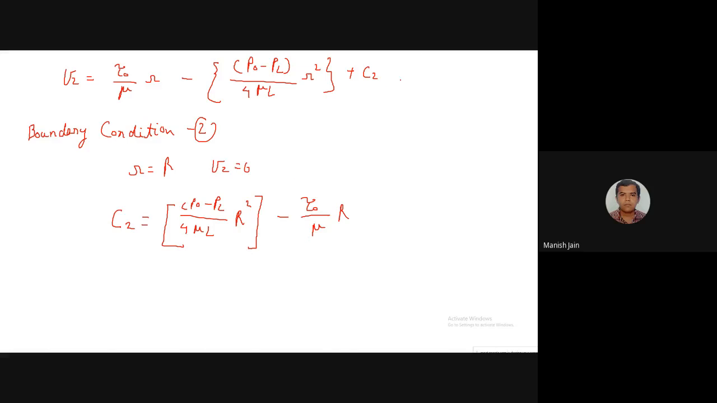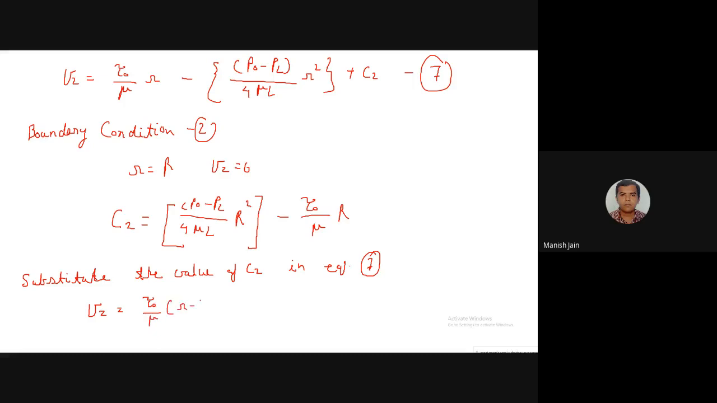Just substitute the value of C2 in equation number 7. You will get Vz equal to tau naught divided by mu in bracket R minus capital R, plus P naught minus PL divided by 4 mu L multiplied by capital R square, bracket close, second bracket 1 minus R square divided by capital R square, bracket close.